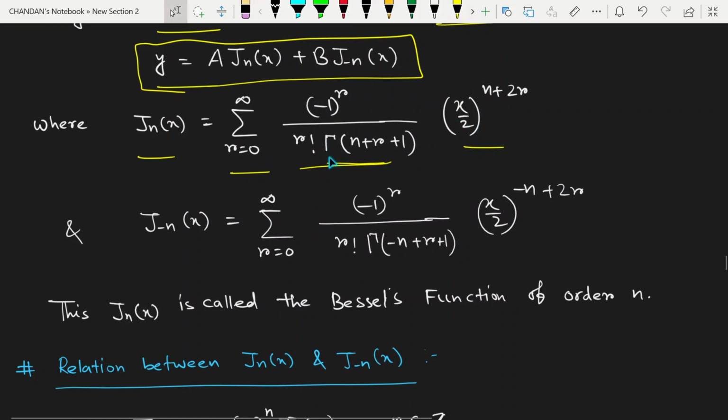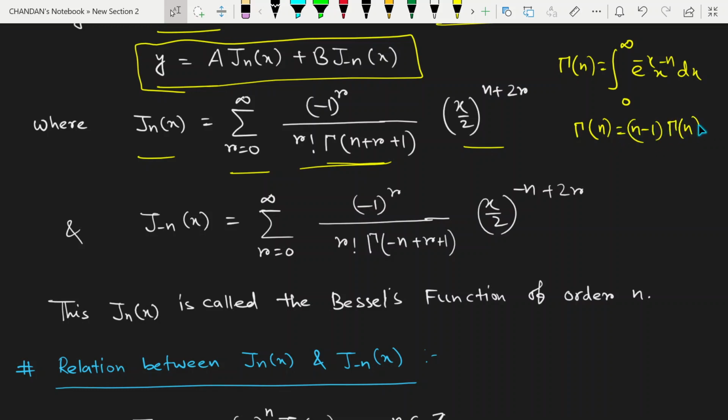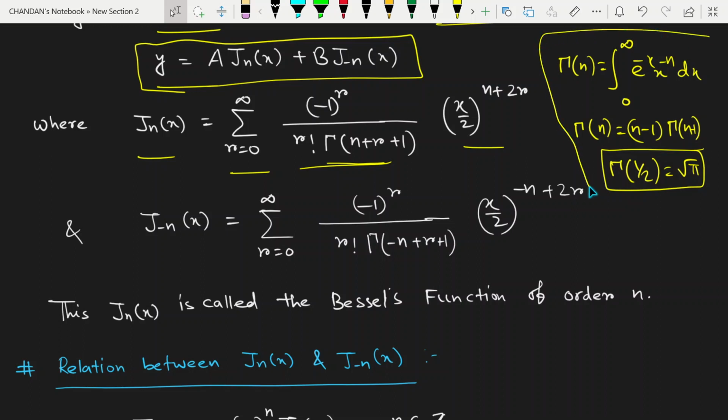Now, the gamma function. What is the gamma function? I think you all know that gamma n is equal to the integration from 0 to infinity of e to the power minus x, x to the power n minus 1, dx. This is the definition of the gamma function. For any non-integer n, gamma n is equal to (n minus 1) gamma (n minus 1). One more important thing is that gamma half is equal to root pi. These are the basic properties of gamma functions.